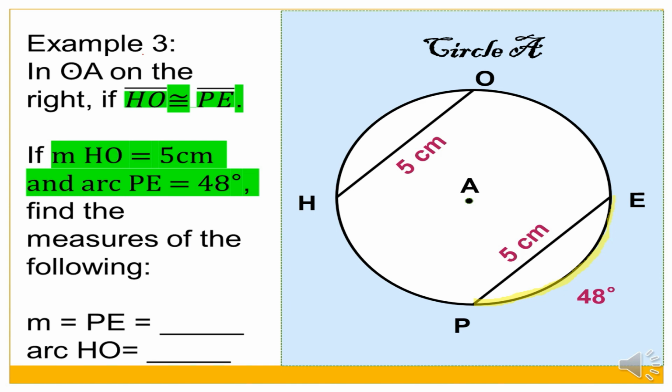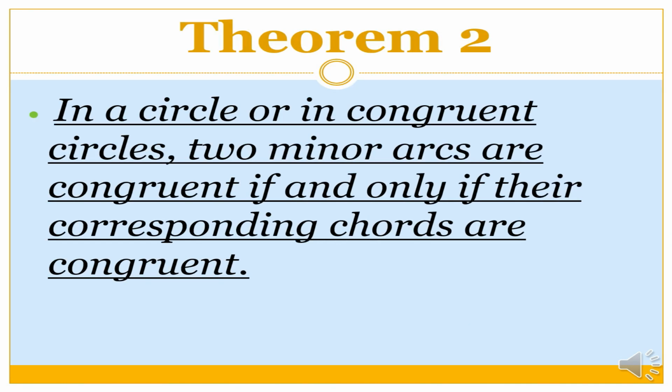What will be the measure of line segment PE? That will be 5 centimeters because line segment PE is congruent to line segment HO, whose measure is 5 centimeters. Then, what is the measure of arc HO? Arc HO measures also 48 degrees, which is congruent to arc PE. Because, according to theorem number 2, in a circle or in congruent circles, two minor arcs are congruent if and only if their corresponding chords are also congruent.